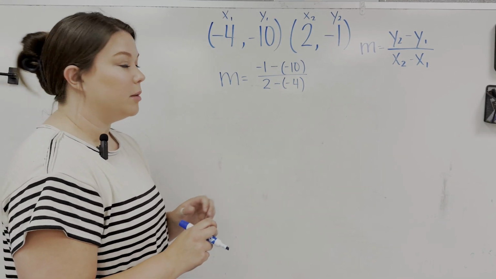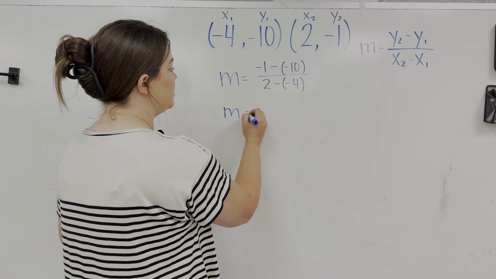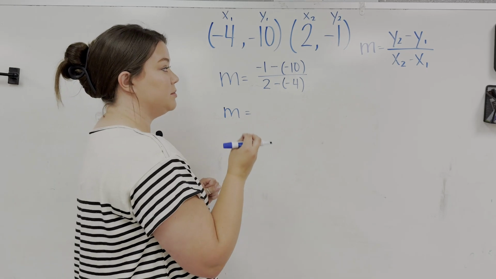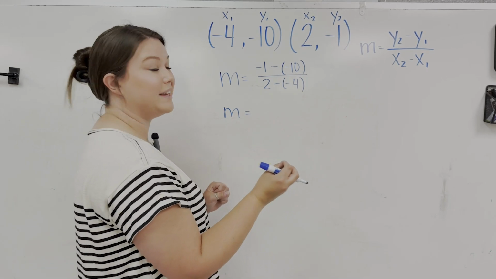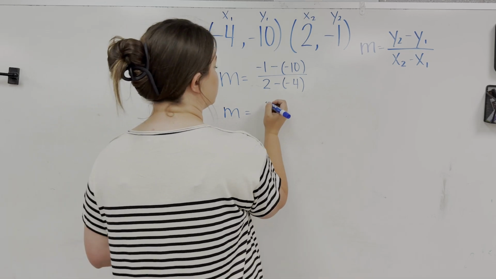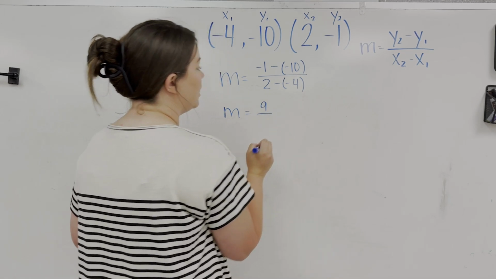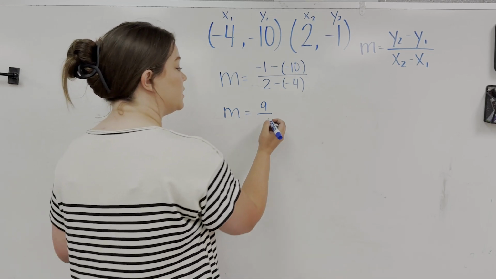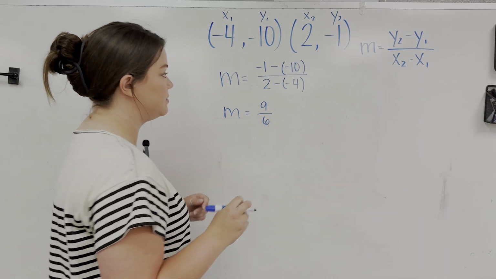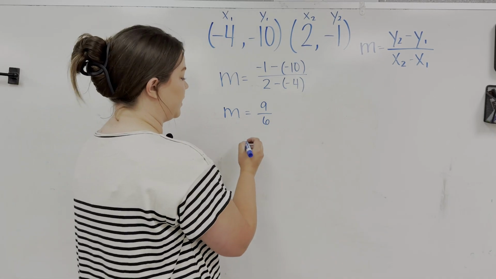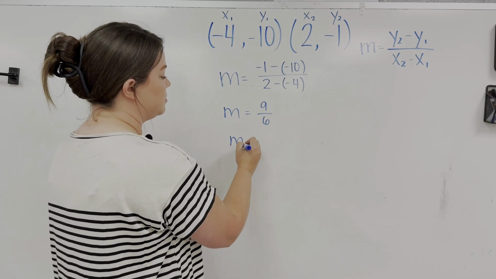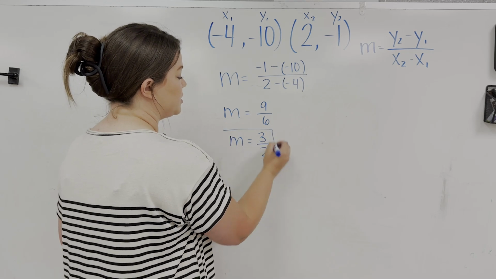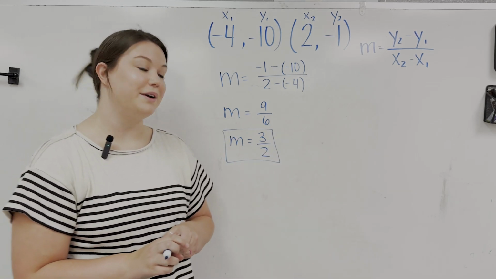Then we're going to go ahead and do our operations. So I'm going to rewrite this. -1 minus -10. We know that when we are subtracting a negative, we are actually adding. So -1 plus 10 is going to be 9. And 2 minus -4, since we're subtracting a negative again, we're adding, so that's going to be 2 plus 4, which is 6. Okay, then we're going to simplify. Because both of these numbers are divisible by 3, we're going to divide both by 3, which will give us 3 over 2. So our slope for this problem is 3 over 2.